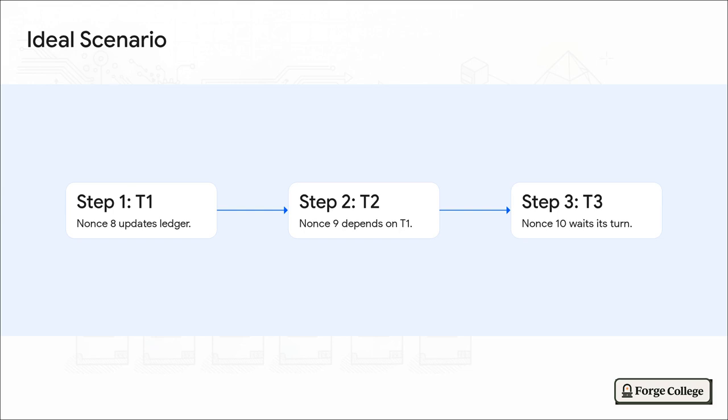It executes beautifully. Step 2. T2, holding nonce 9, comes right after, and it successfully depends on the update T1 just made. Flawless. Step 3. T3, with nonce 10, is just doing its own thing, maybe transferring some ETH. It patiently waits its turn in the pending pool until nonces 8 and 9 are fully consumed. Everything is working exactly as the turnstile intended.